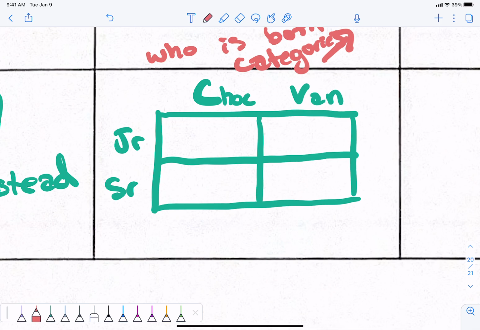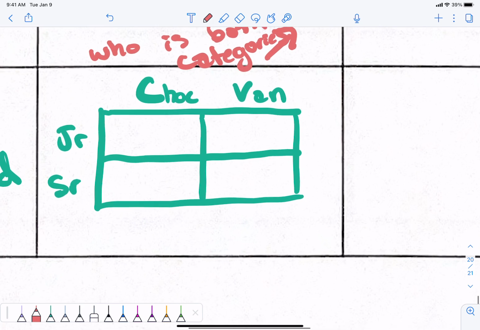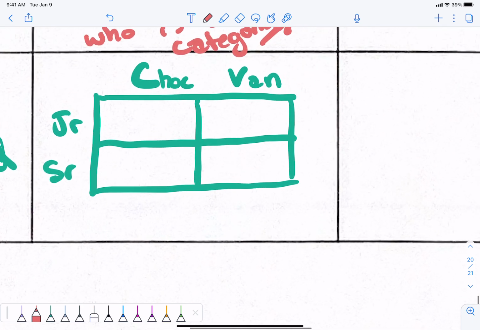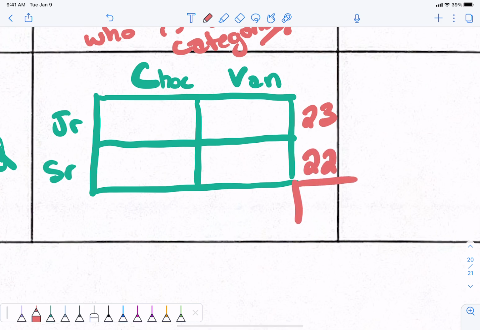How many total juniors should we do here? Let's do 23. Seniors? 22. So that means the total is 45. How many juniors like chocolate out of the 23? 10, so that means 13 like vanilla. Seniors, how many like chocolate? Let's do 8.